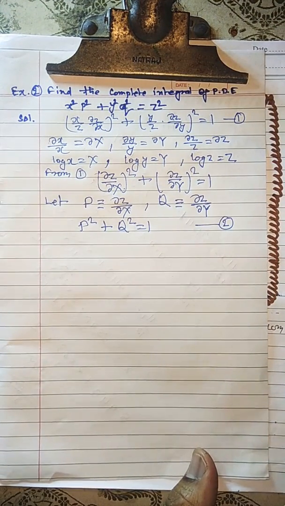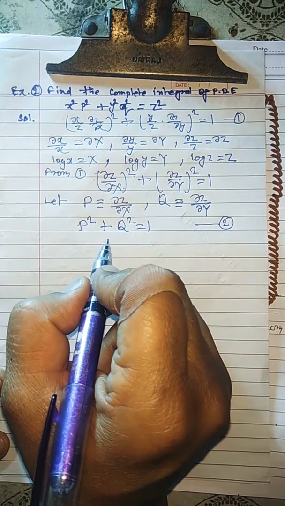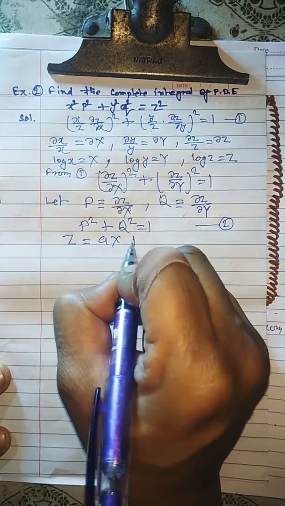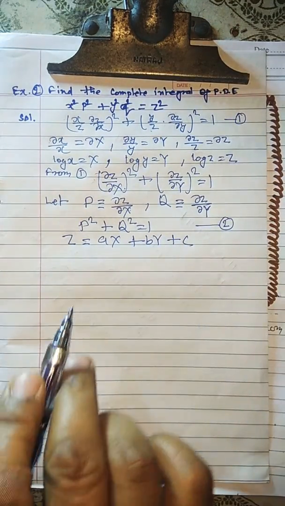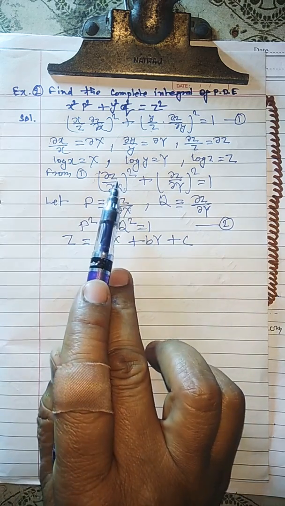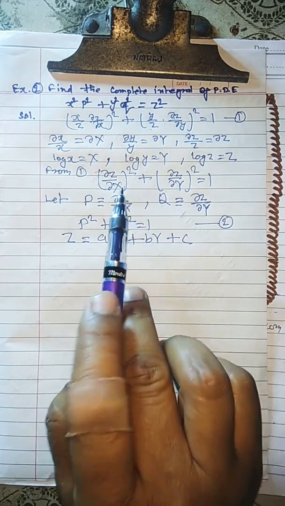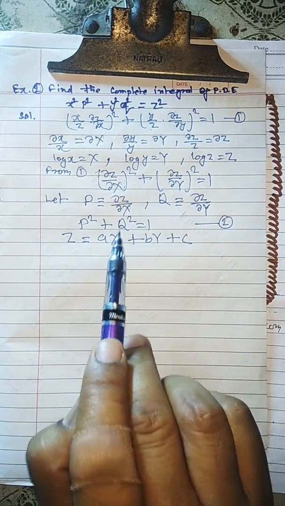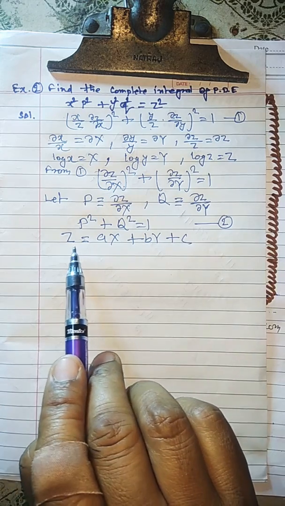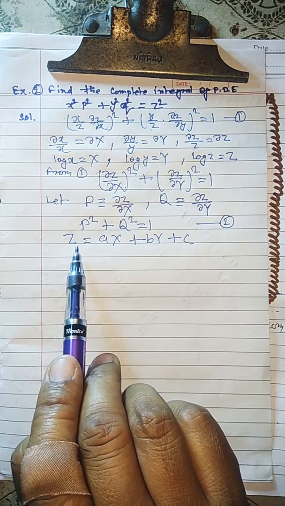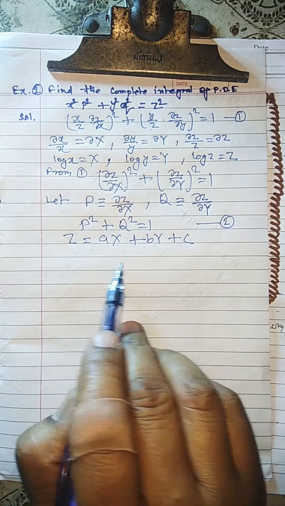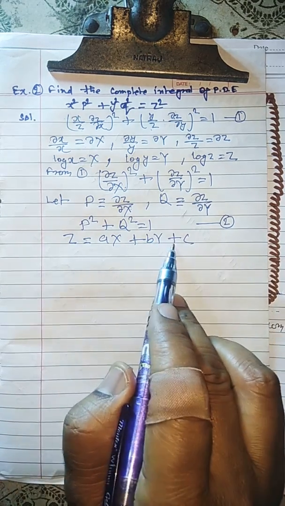Okay, now this is in standard first form. Now we can assume the complete integral of this differential equation as capital Z equal to A capital X plus B capital Y plus C, which is a trial solution of the given differential equation, because in this differential equation we have the dependent variable capital Z and two independent variables capital X and capital Y. According to these dependent and independent variables, we assume the complete integral as Z equal to AX plus BY plus C. This is the complete integral, given by the equation capital Z equal to A capital X plus B capital Y plus C.